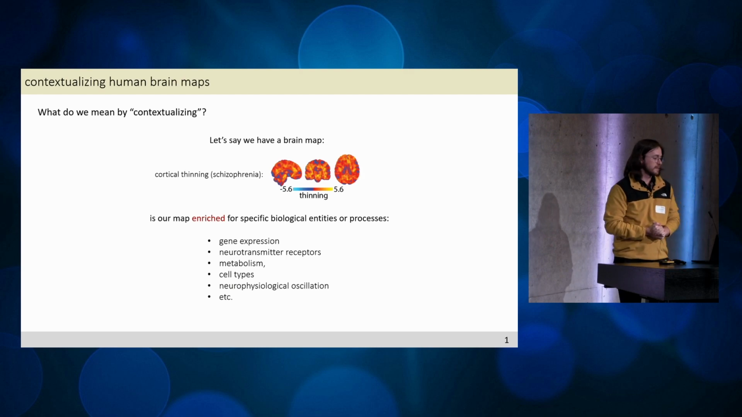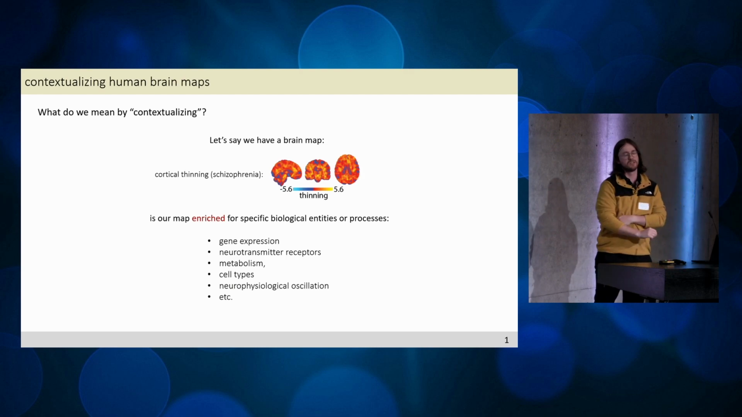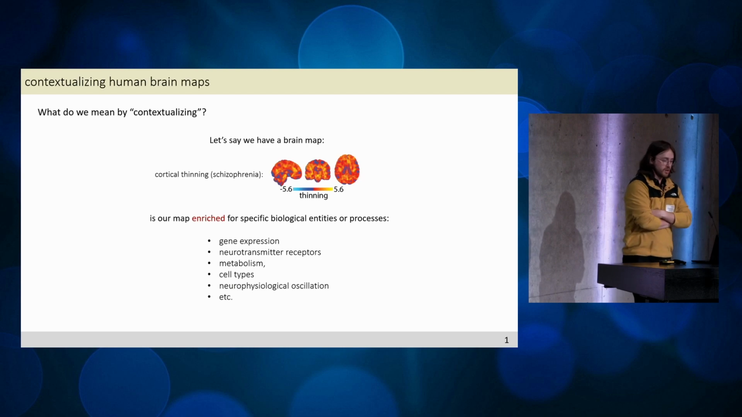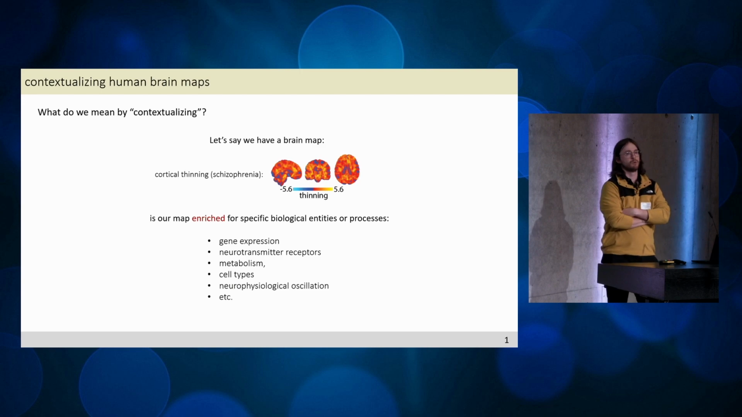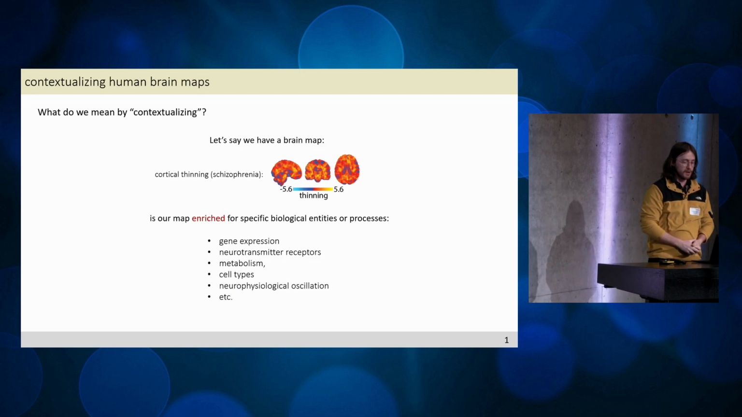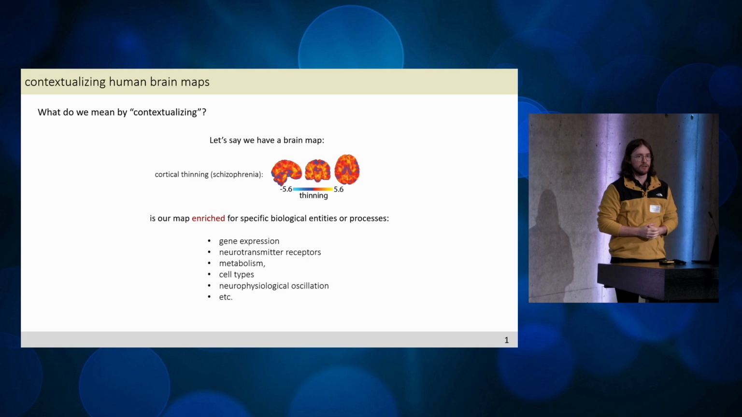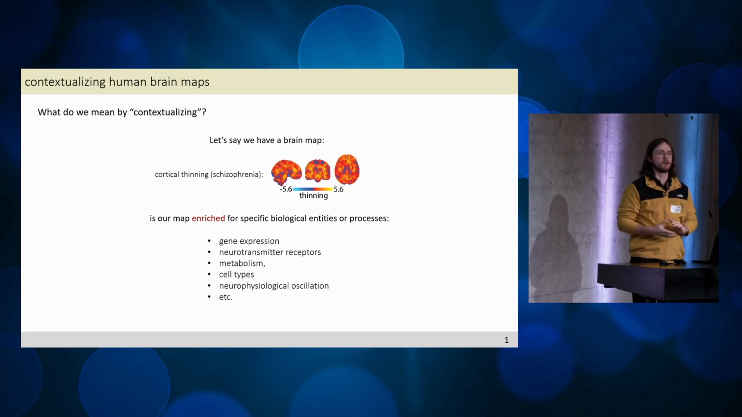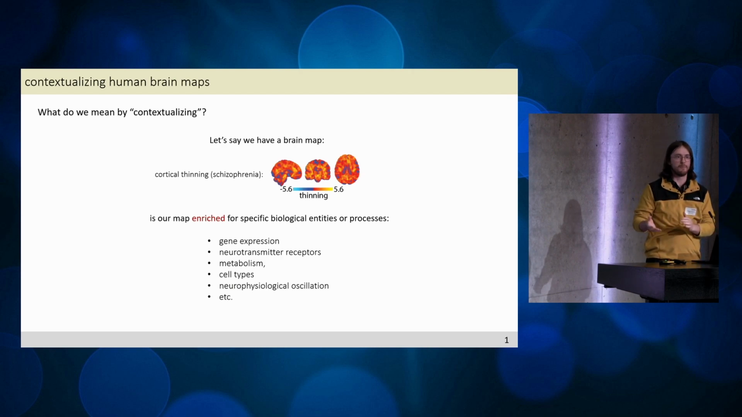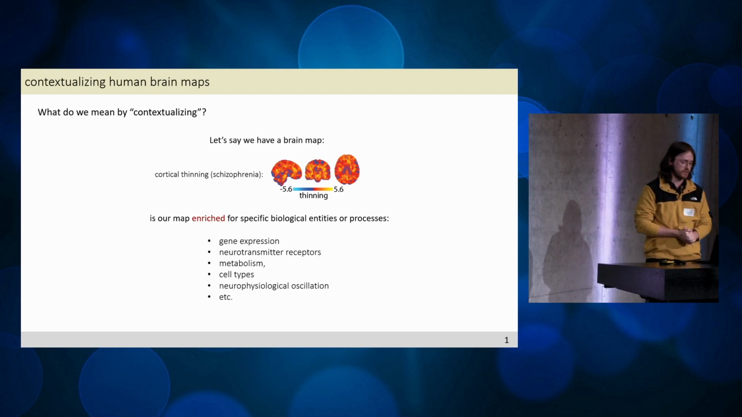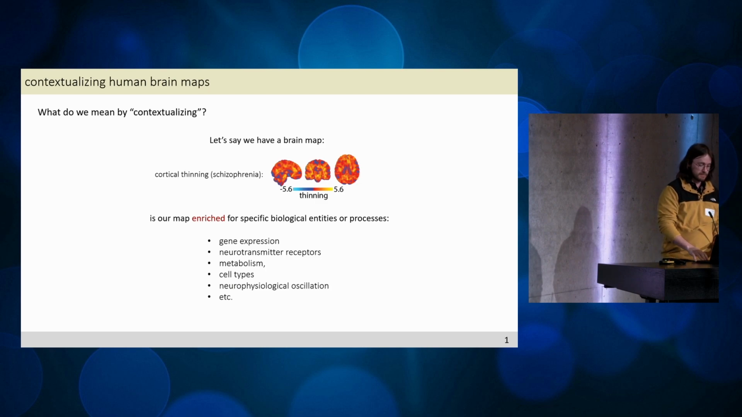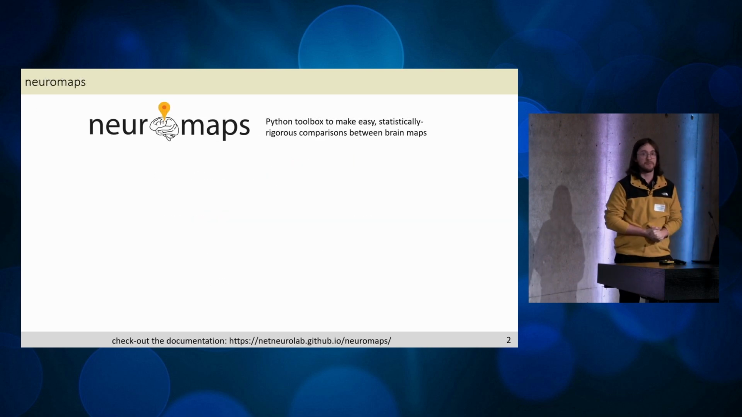So, contextualizing human brain maps. What do we mean by that? Oftentimes we have a brain map in our studies, for example here, cortical thinning, and we want to know what's happening with this brain map. We want to understand whether it's enriched in specific biological entities or processes. For example, is the cortical thinning in a specific region related to gene expression happening there? Are there specific genes that cause this cortical thinning? Are there specific neurotransmitter receptors or metabolic processes happening in these regions? To do that, we need a toolbox, and this is what NeuroMaps gives you.